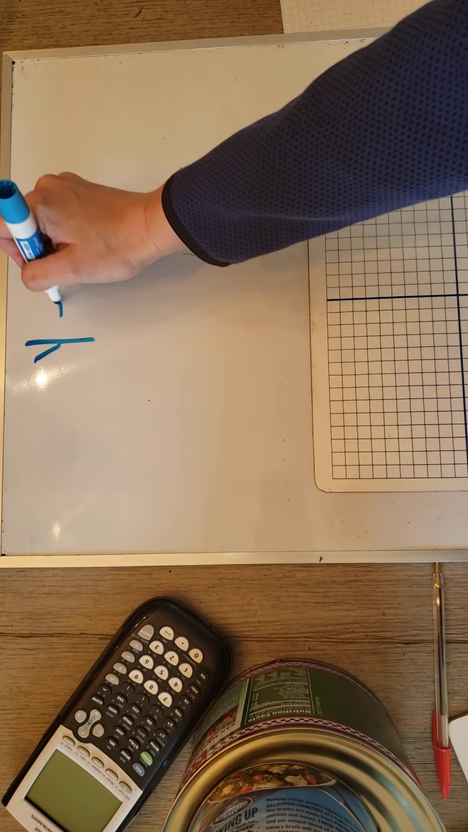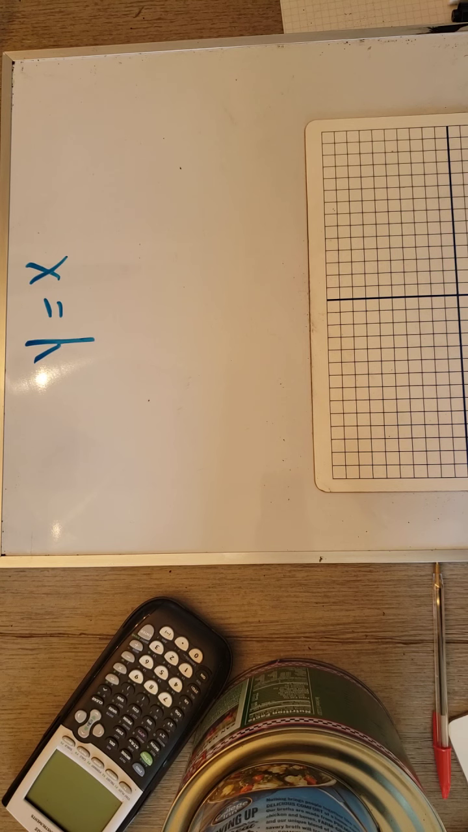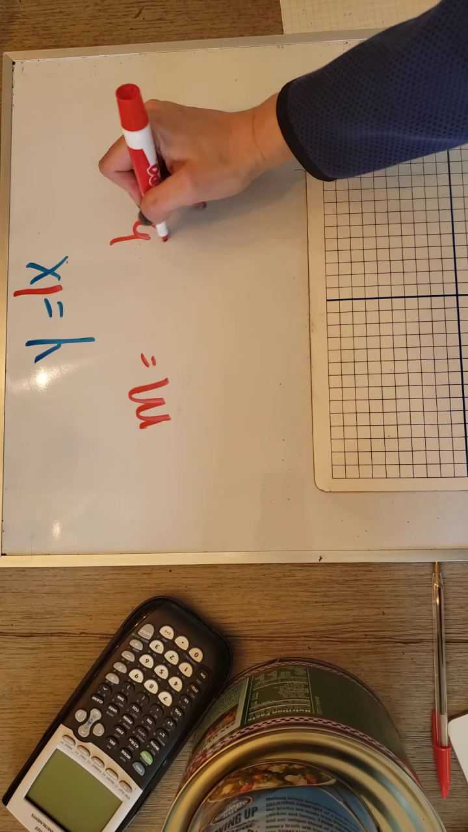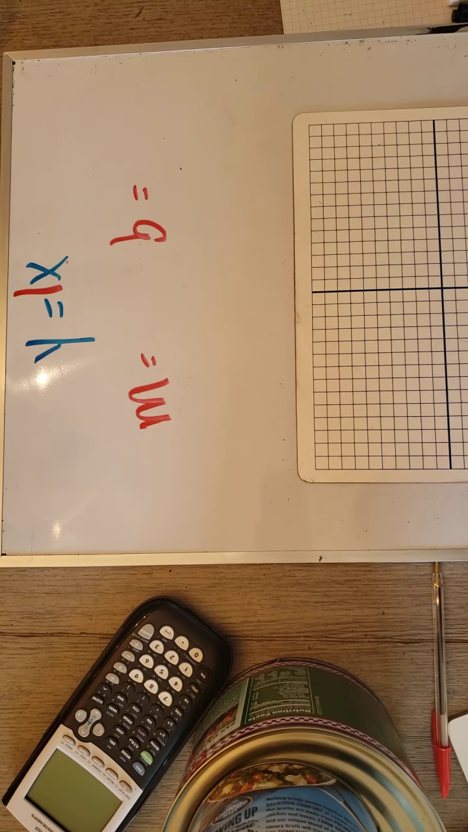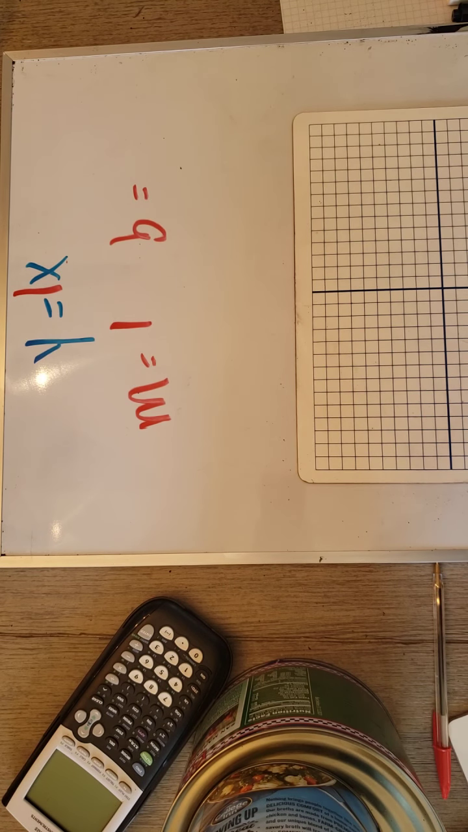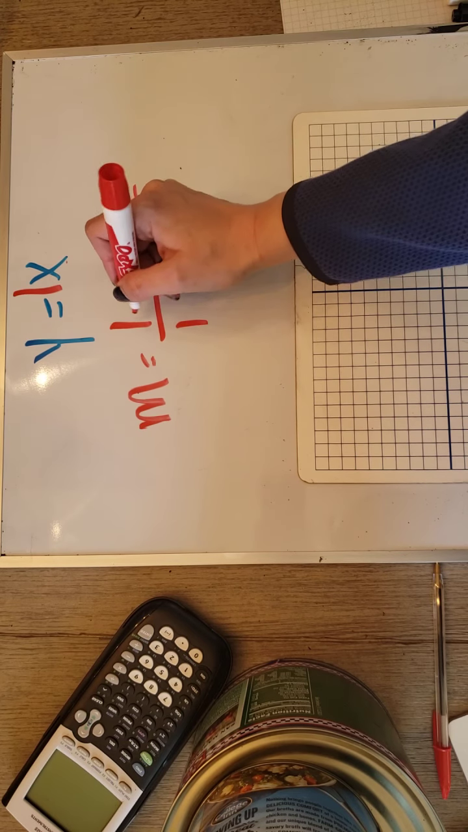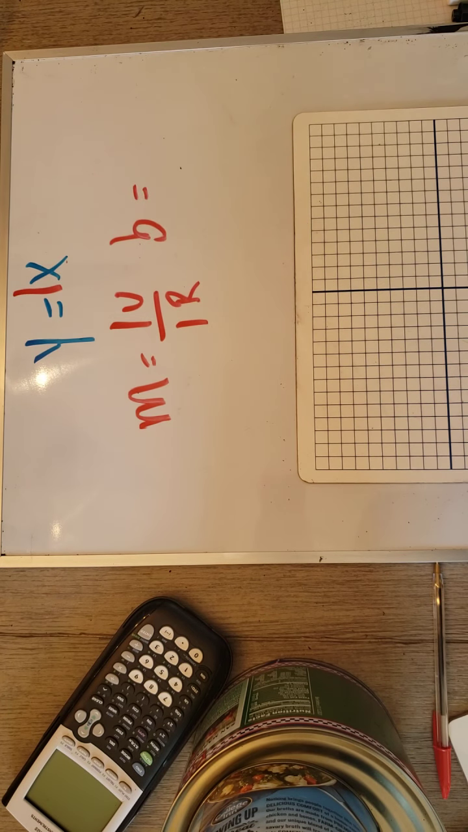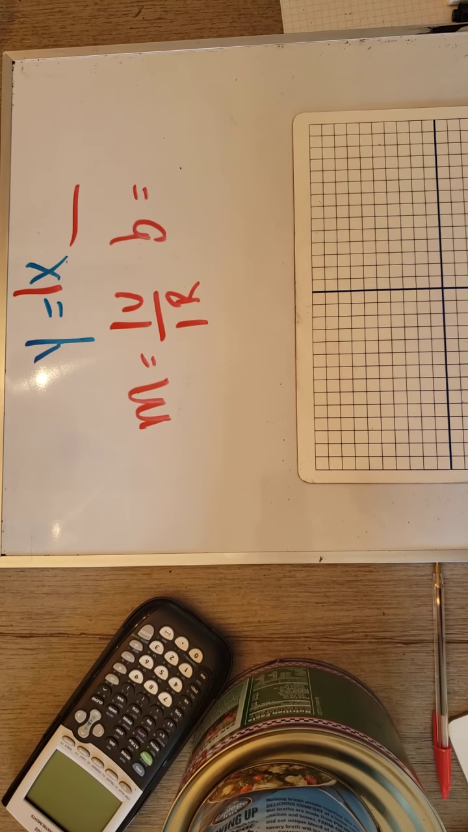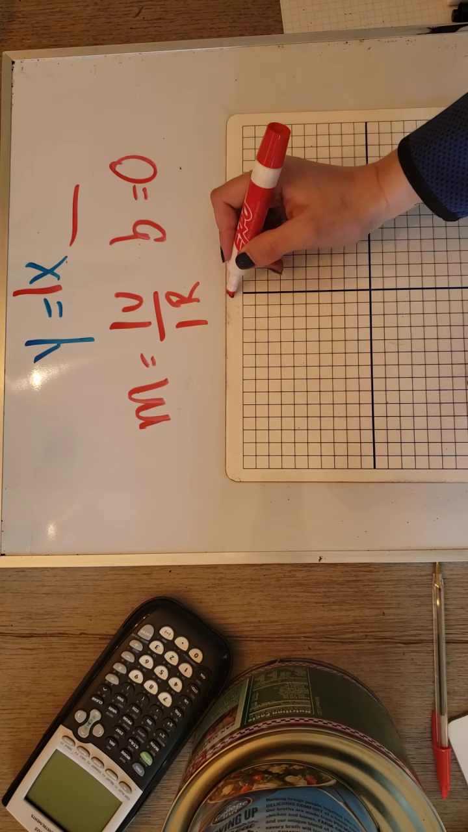So say we had y equals x. If we have no number, but we have a variable, what goes there? 1. Now my m, I put a 1. Is that correct? No, because it has to be over 1. I know this is up and to the right. And my B, if there's nothing there, what number represents nothing? 0. So highlight your y-axis.